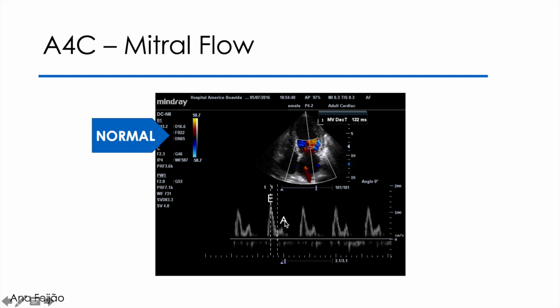Then I measure E wave velocity and A wave velocity, and also E wave deceleration time, useful parameters for assessing diastolic function. By measuring the deceleration time of the E wave, I will also have the mitral valve area information by pressure half-time.